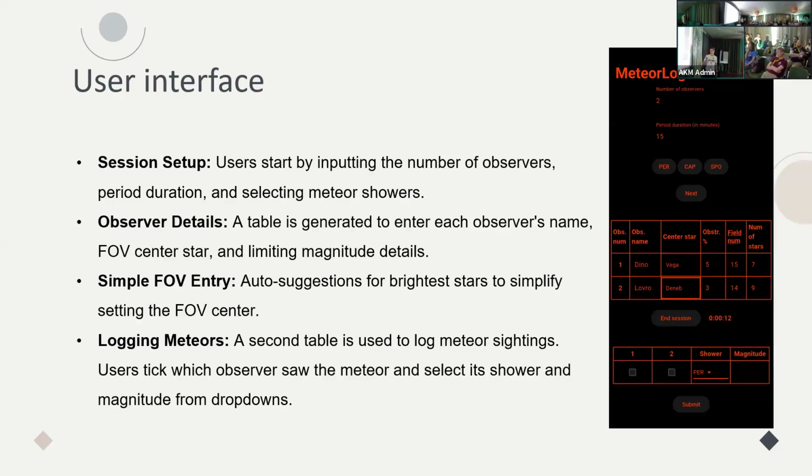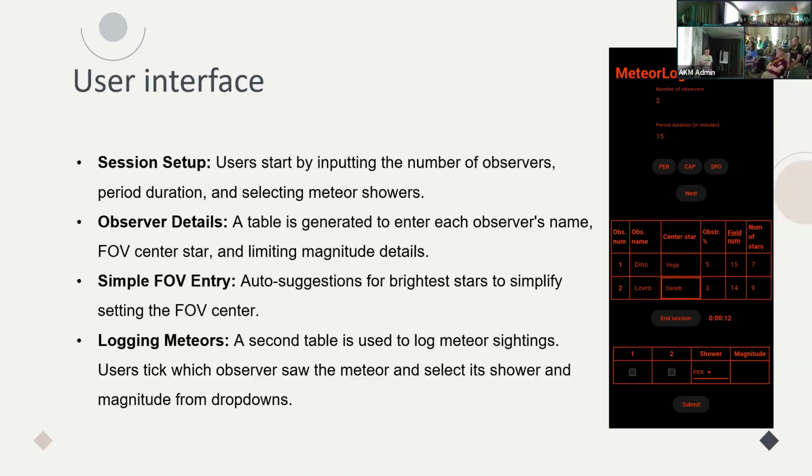I've used the center star here instead of right ascension and declination of the FOV, since it can be easier for new observers, so they don't have to remember right ascension and declination. They can just use some recognizable night sky stars. Also, users don't have to input the limiting magnitude. They can just use the star fields and count the number of stars in them to get an approximate limiting magnitude.